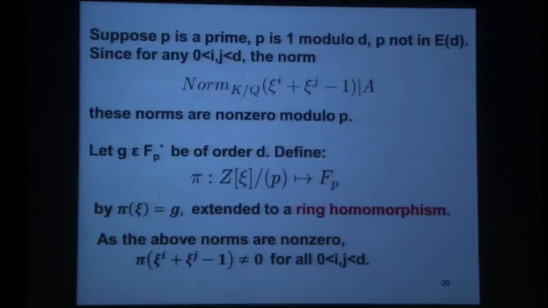And I want to extend it to a ring homomorphism. So xi squared will be mapped to g squared, and xi plus xi squared to g plus g squared, and so on. And you see that this will be well defined, because indeed xi to the d is 1, and also g to the d is 1. So the way multiplication is done here is the same way that multiplication is done here.